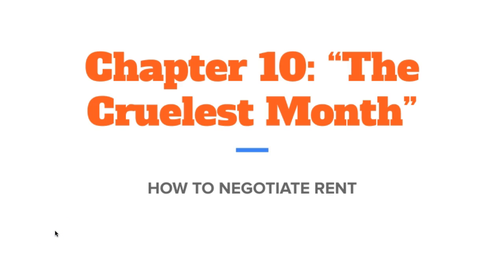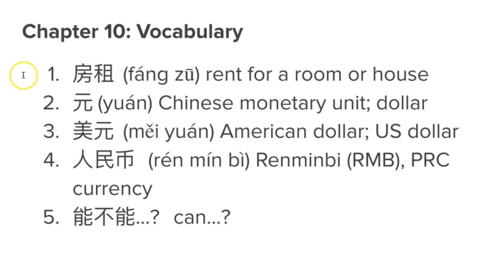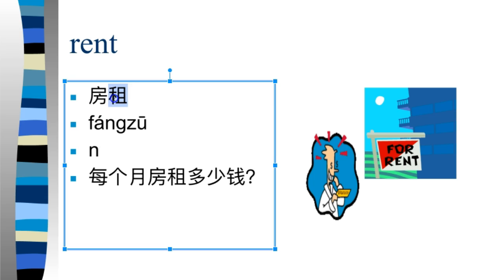大家好，我们第10课的问题是怎么租房子，怎么租公寓，要花多少钱？我们第一个生词是房租，房租。第二，元，元。第三，美元，美元。第四，人民币，人民币。第五，能不能，能不能。So we've learned the word 租 before.